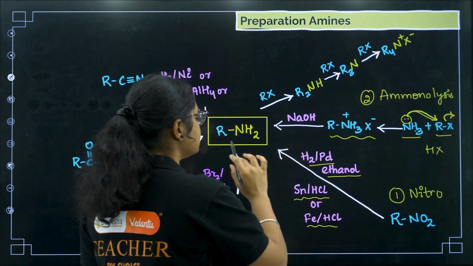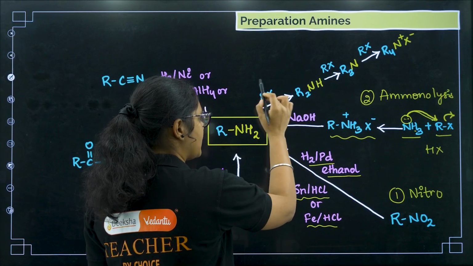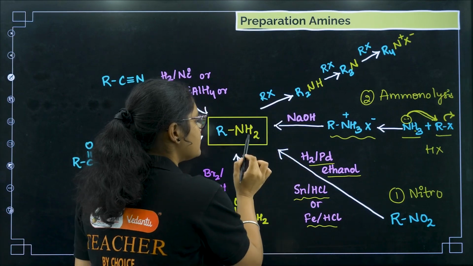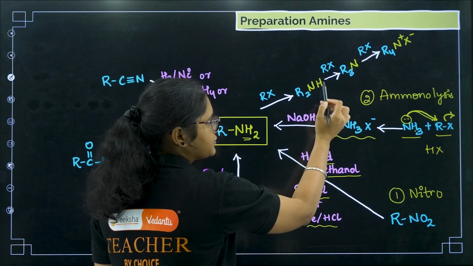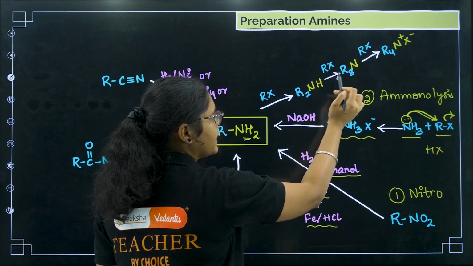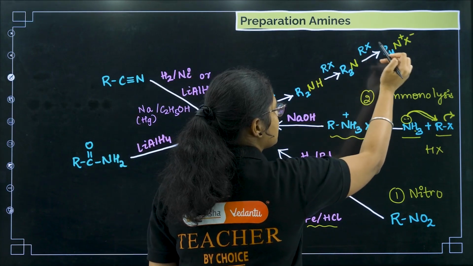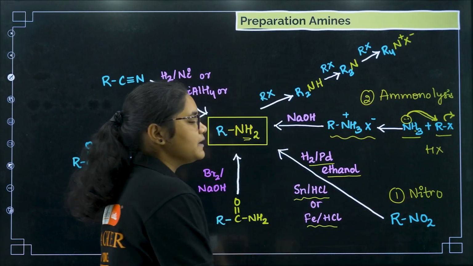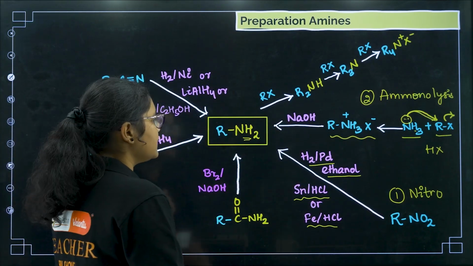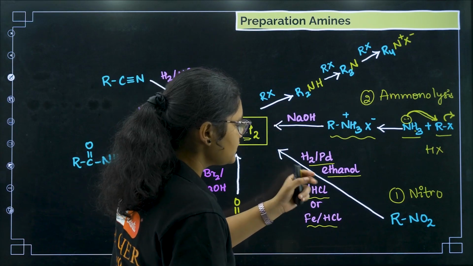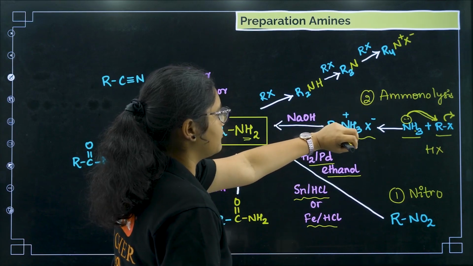But the reaction doesn't stop here. The RNH2 reacts with another molecule of RX. So again one of the H will be replaced with R. So we will get R2NH. Then again if you react with RX, we will get R3N. Again if you react with RX, we get R4N plus and X minus. That is ammonolysis.